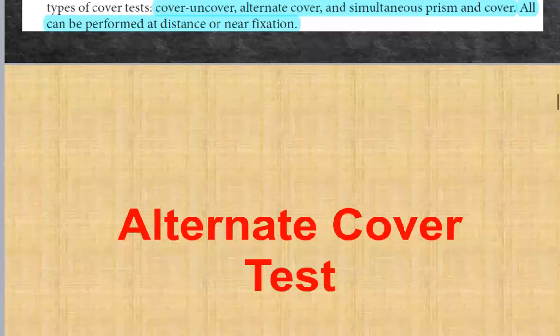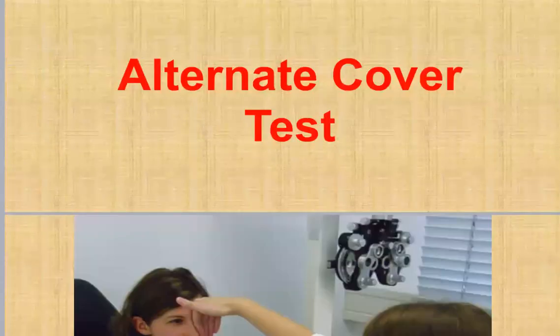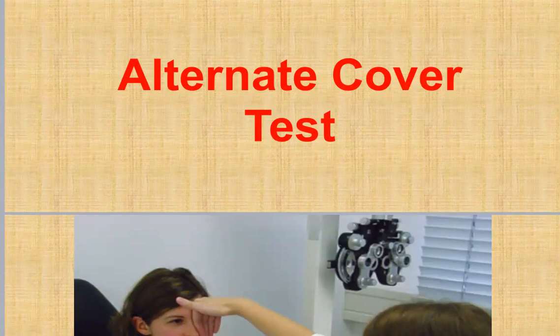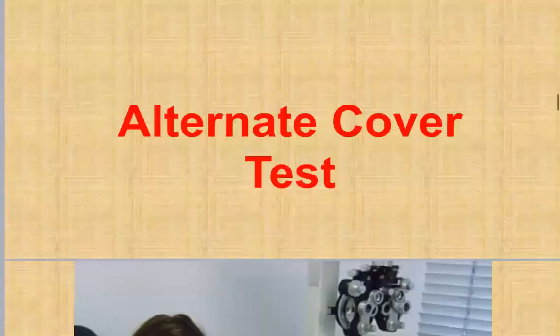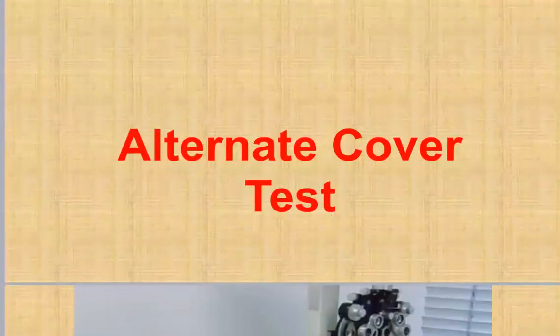Okay, let's go to the variants of cover test, which is the cover-uncover test and the alternate cover test. Here, in this alternate cover test, I cover one eye, and while I'm removing the cover, I cover the other eye. So here, the eye doesn't have any fusion, and this will confuse the brain. This will cause fusion disruption. So this is extremely important in diagnosing subtle phoria.